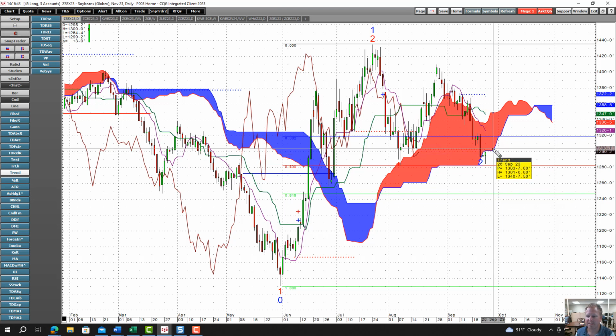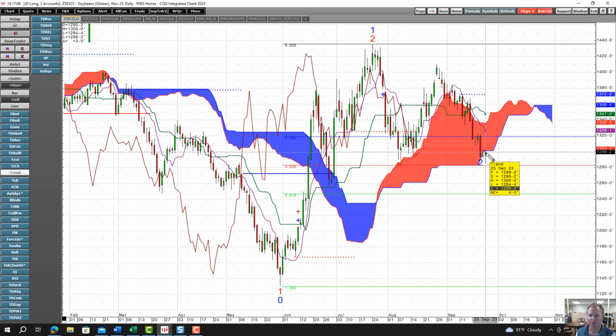Now, we'd have liked to have seen this get above 1305, which would be back above Friday's high and back up inside this daily cloud. But nevertheless, that's a bullish engulfing day. We also have a hook reversal here. So from a short-term perspective, beans should find a little bit of strength.